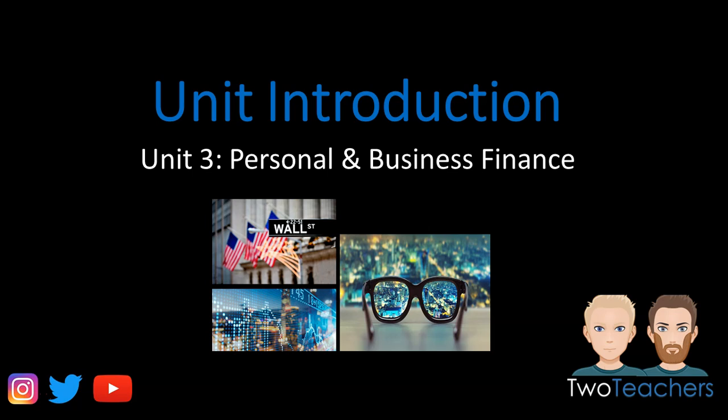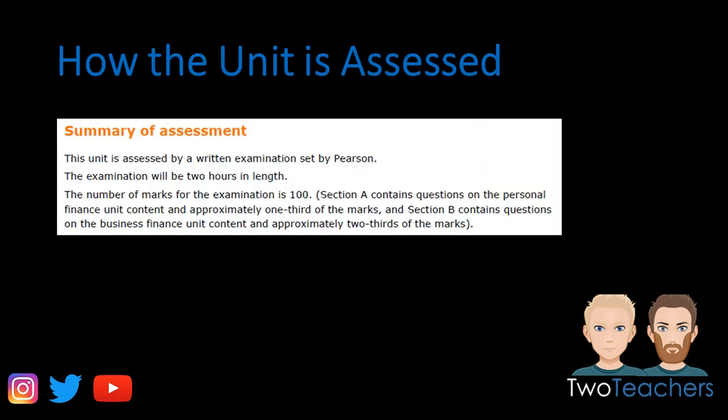So let's get straight into it. How the unit is assessed. We're going to start with a summary of assessment, because obviously it's important to know how you're going to be assessed on this unit. This unit is assessed by a written examination set by Pearson, and the exam will be 2 hours in length. The number of marks for the exam is 100. Section A contains questions on personal finance, which is about 1/3 of the marks, and Section B contains questions on business finance, which is 2/3 of the marks, so it's more weighted towards the business finance side of things.